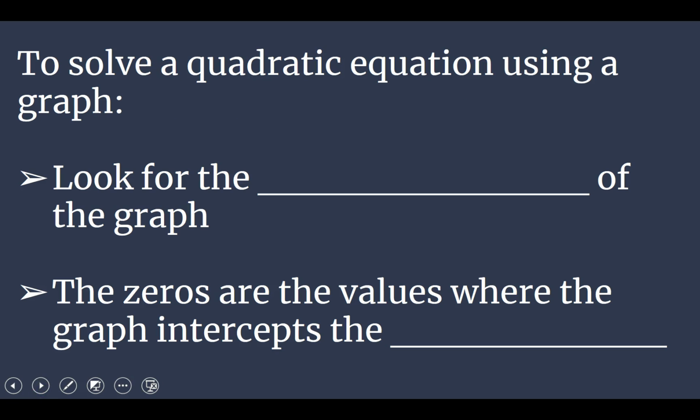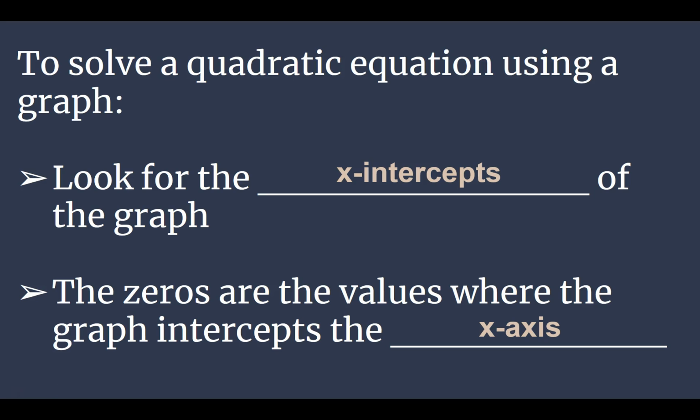All right. To solve a quadratic, we look for the what of the graph? What were these points called? The x-intercepts. Good. Which means we see where the graph crosses which axis? The x-axis. X-intercepts are on the x-axis. So solutions: to solve a quadratic, we're looking for the x-intercepts on the graph. Those are also called zeros. It's where we cross over the x-axis.